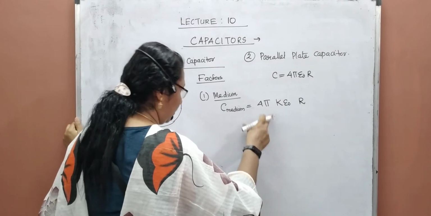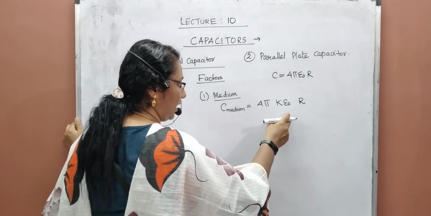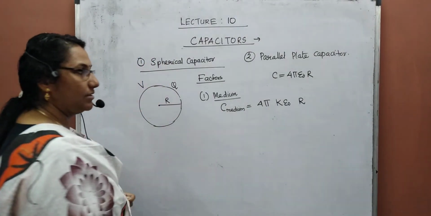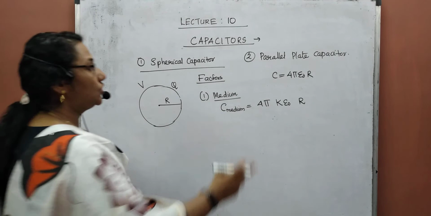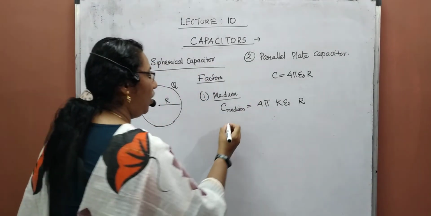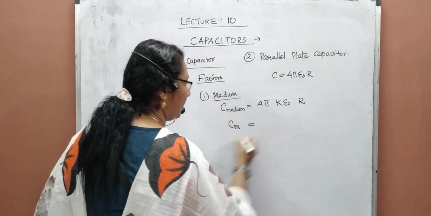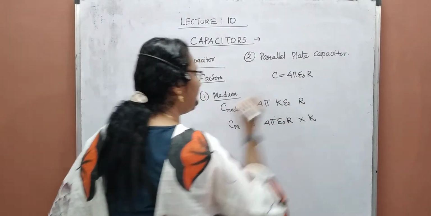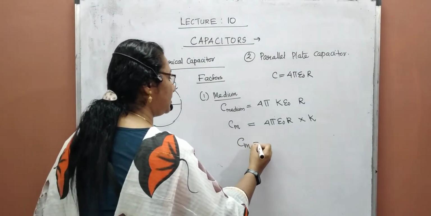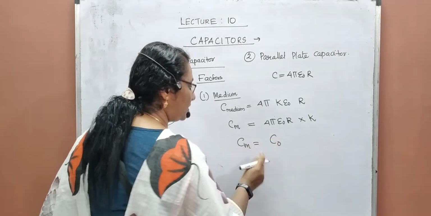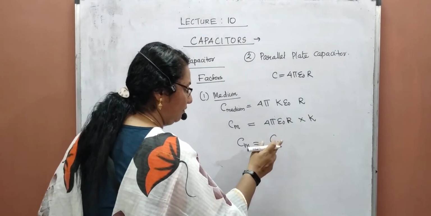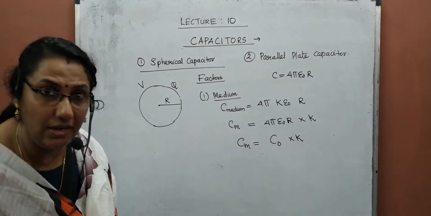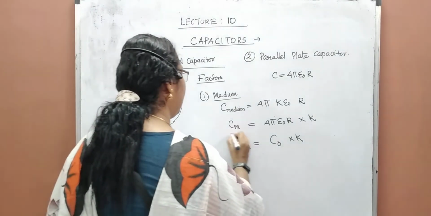Hoping this is clear. Otherwise, you have to go to electric charges and electric field, Coulomb's law. If you type that, you will get that topic, dielectric constant and relative permittivity. So, C in a medium is equal to 4 pi epsilon 0 R into K, or C in a medium is equal to C in free space into K times. That is, as the dielectric medium is filled, its capacitance increases by K times.